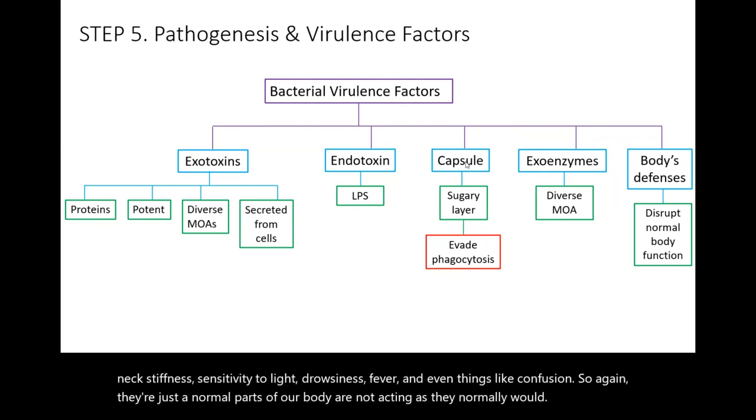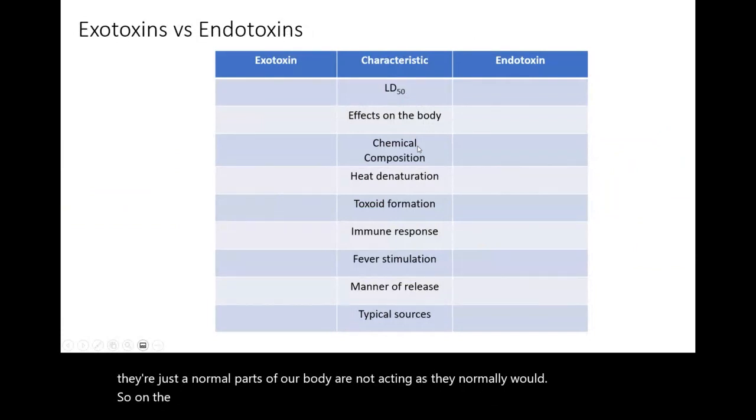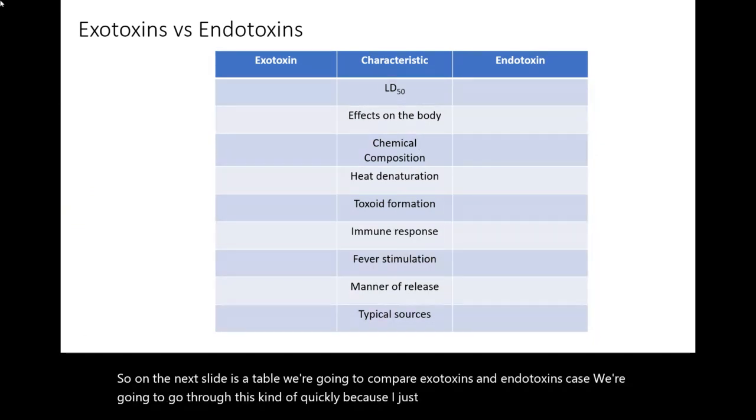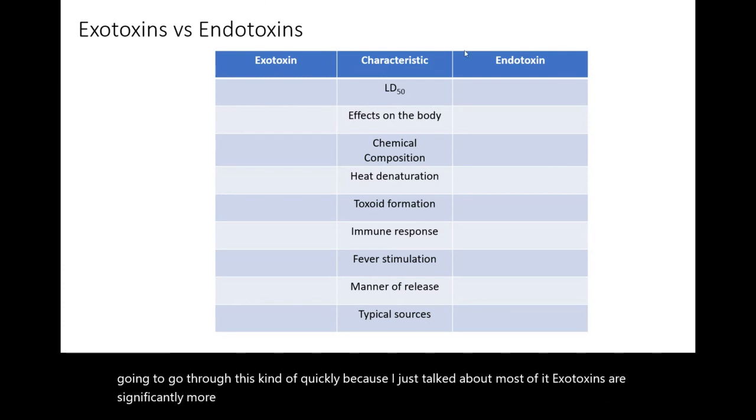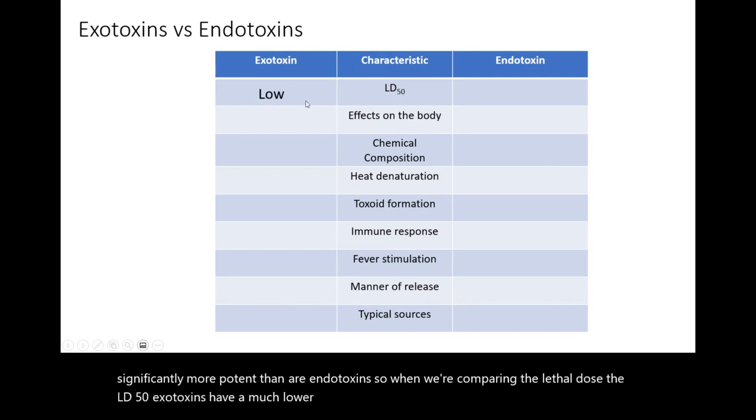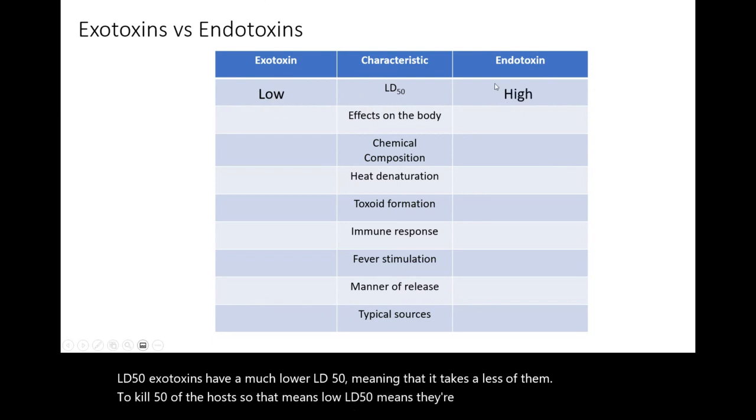So on the next slide is a table where we're going to compare exotoxins and endotoxins. Okay, so we're going to go through this kind of quickly because I just talked about most of it. Exotoxins are significantly more potent than our endotoxins. So when we're comparing the lethal dose, the LD50, exotoxins have a much lower LD50, meaning that it takes less of them to kill 50% of the hosts. So that means low LD50 means they're much more potent. So therefore, endotoxins are the opposite. They are high.